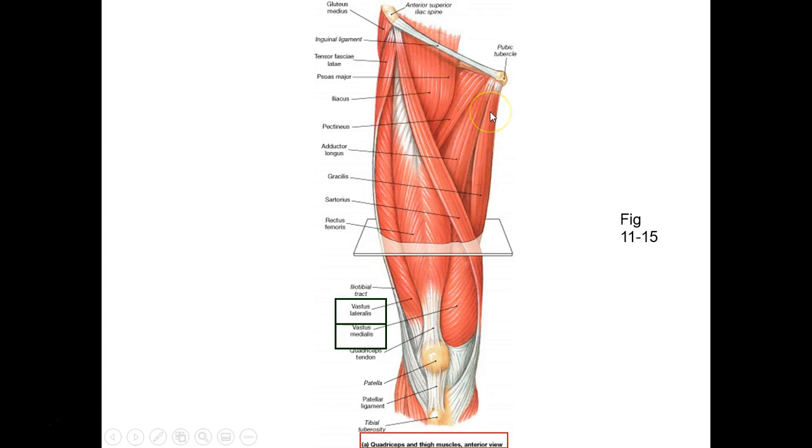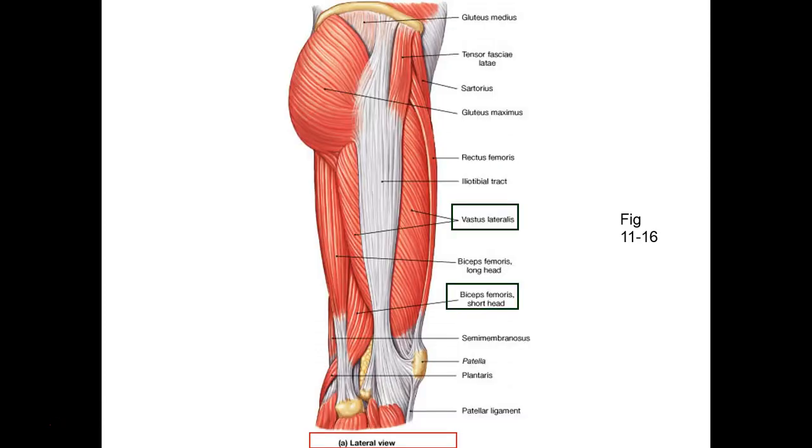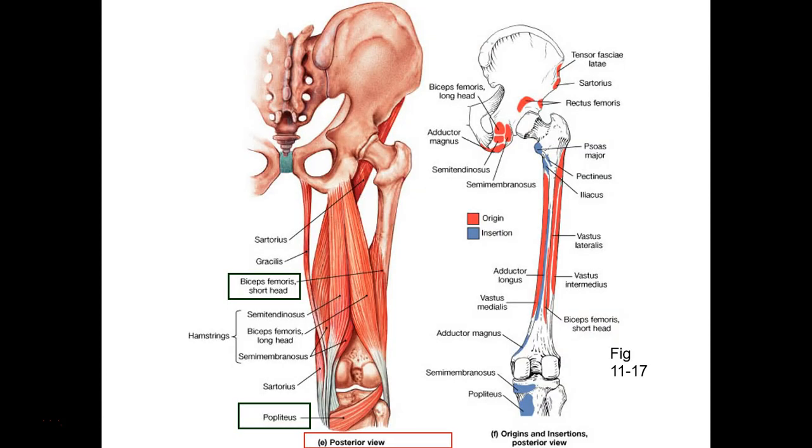And there's, of course, your gracilis. Gracilis is an adductor also, remember? All right. See how the biceps are going laterally right there, the biceps femoris. Okay.